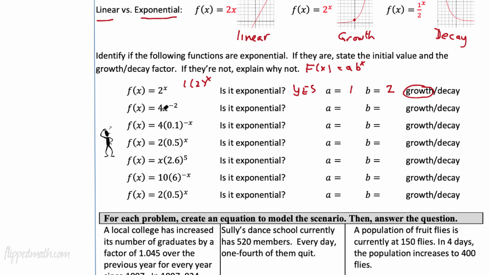How about the next one? We have x to the negative 2 power. Well, for exponential functions, the variable has to be in the exponent. So this is not exponential. So this stuff doesn't make sense.